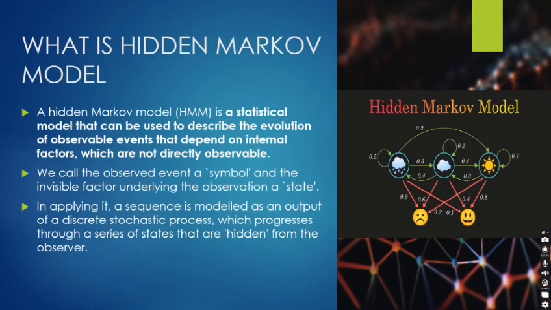First, what is hidden Markov model? A hidden Markov model is a statistical model that can be used to describe the evolution of observable events that depend on internal factors which are not directly observable. We call the observed event a symbol and the invisible factor underlying the observation a state. In applying it, a sequence is modeled as an output of a discrete stochastic process which progresses through a series of states that are hidden from the observer.